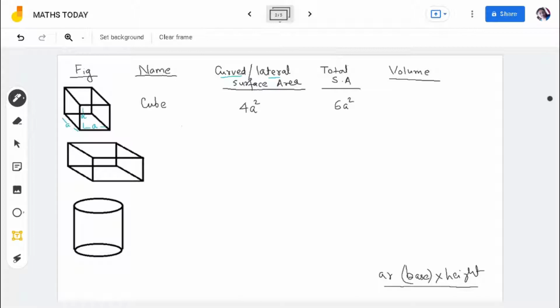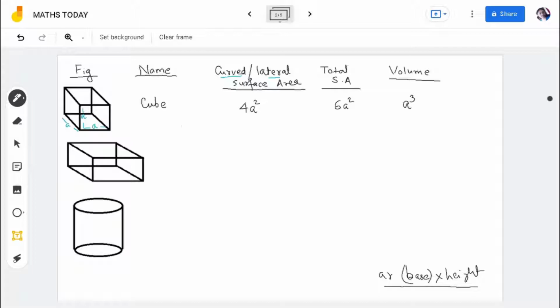So volume will be a square into a, which is a cube. So this is the volume of the cube. So we have got the cube's curved surface area, total surface area and volume. Now let's come to the next figure.